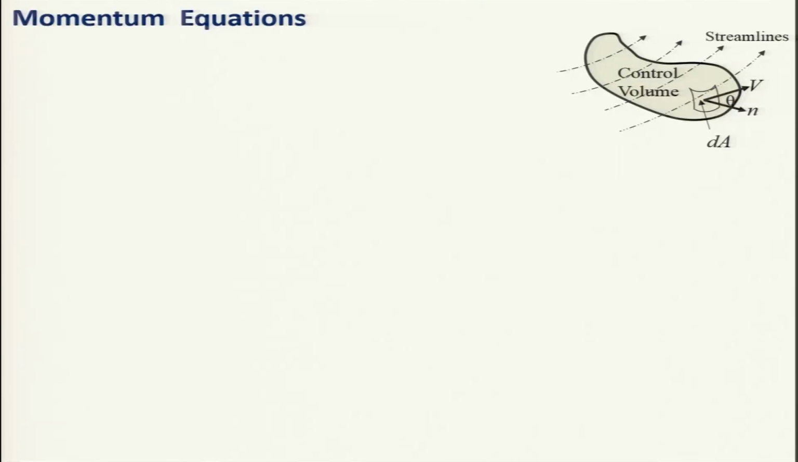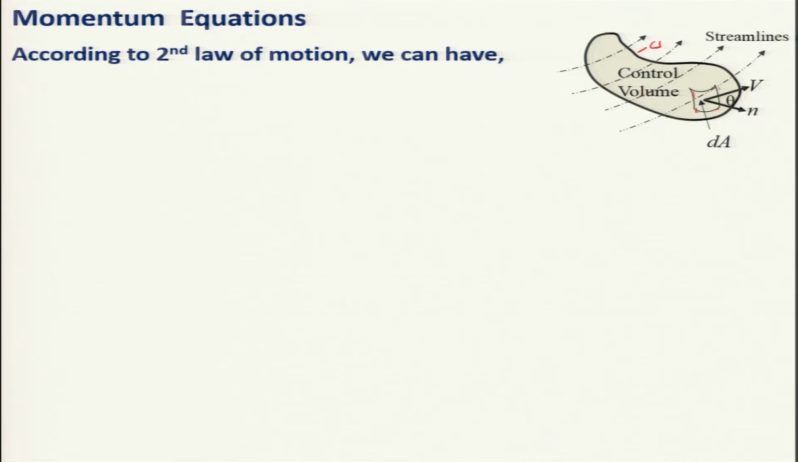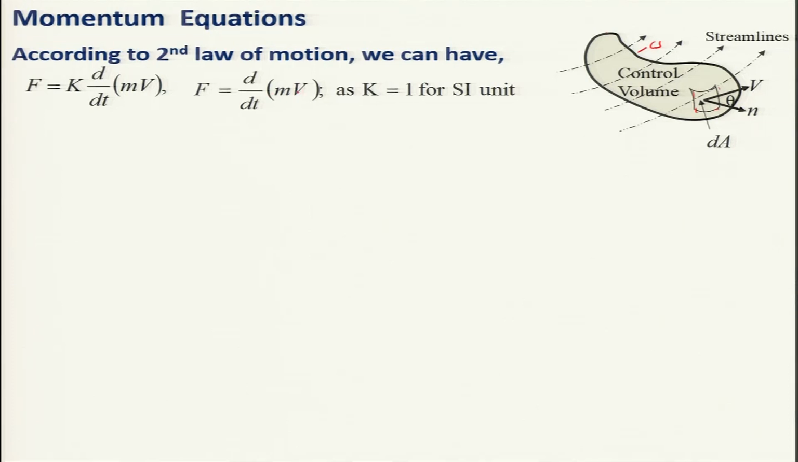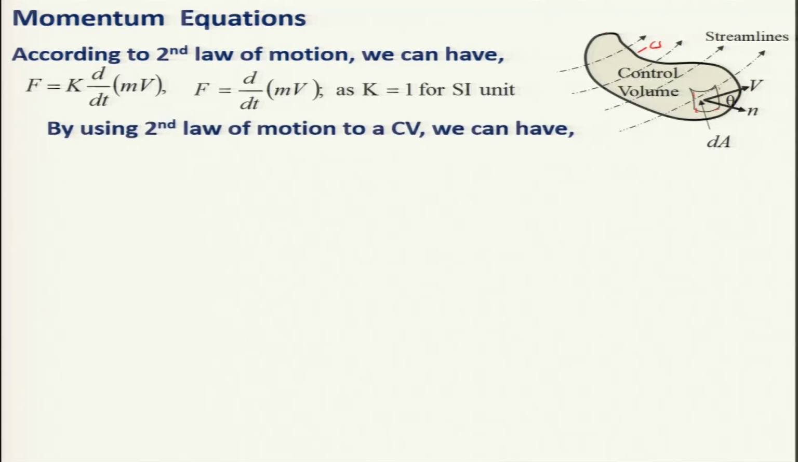And today we will be discussing the momentum conservation equation. We can take an arbitrary streamline with the control surface, which is shown here, and streamlines are moving through that. We are considering a fluid element having a surface area of dA, which is moving at a velocity V, making an angle theta with its normal n. According to the second law of motion, F is equal to k times the rate of change of momentum, and for SI units k will be 1. Therefore, force is nothing but the rate of change of momentum, and we will be applying this law for deriving a momentum conservation equation for a control volume.